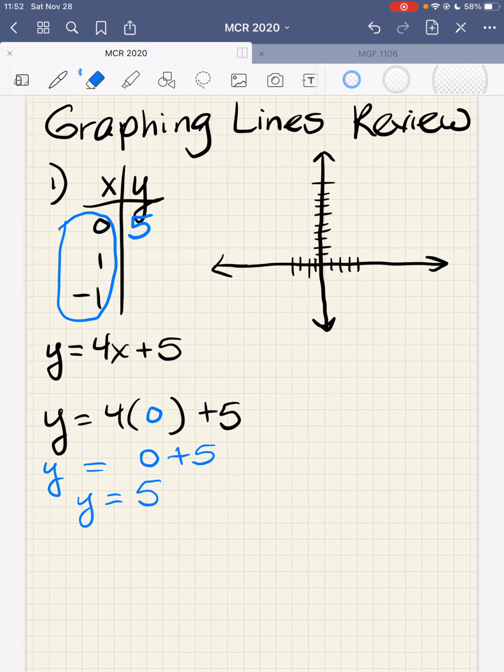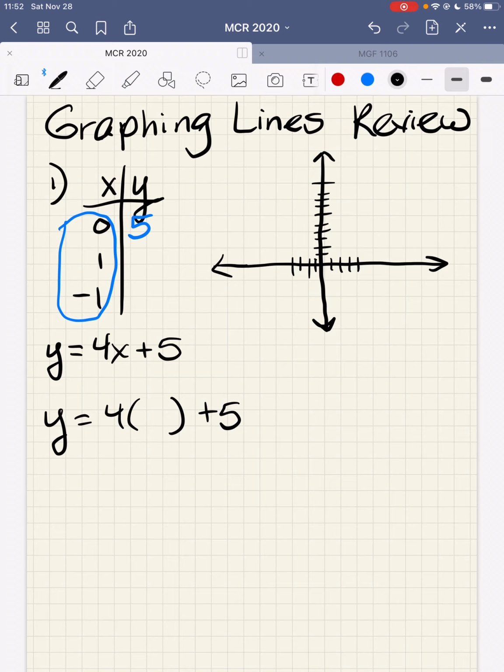Okay. Now we're going to plug a different value in. This time my value is 1. So I'm going to put 1 in where x was and just work it out. 4 times 1 is 4 plus 5. So y is equal to 4 plus 5, or 9. So 9 is going to go with the positive 1.